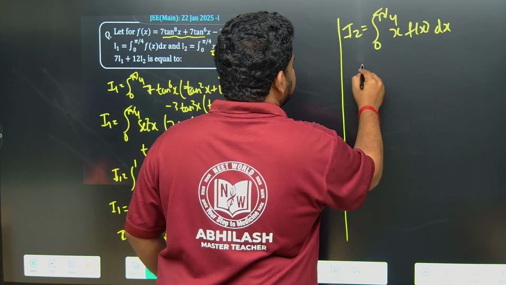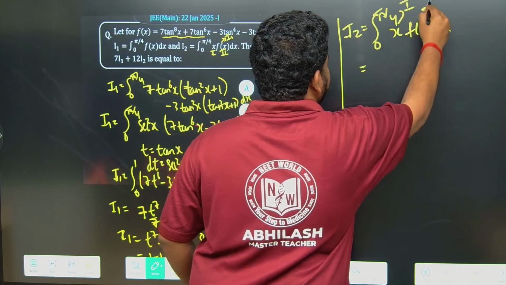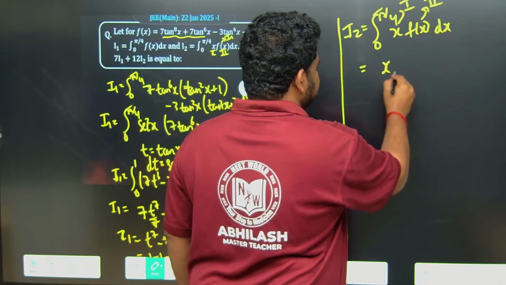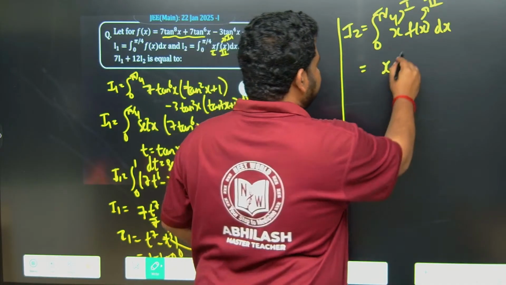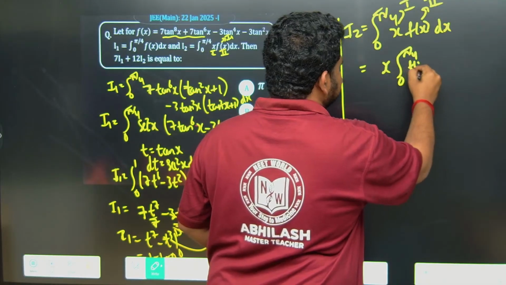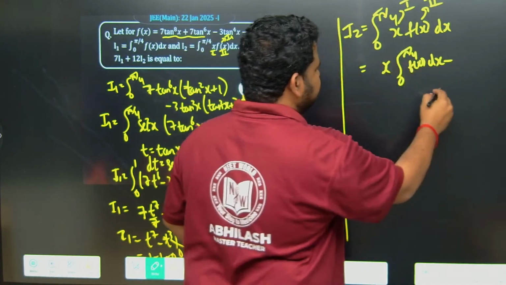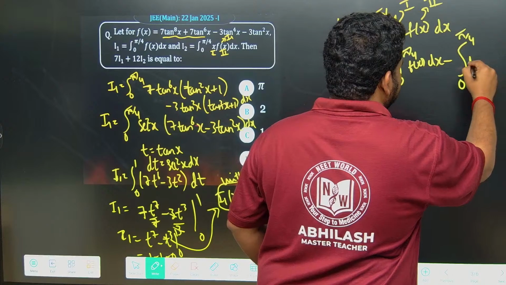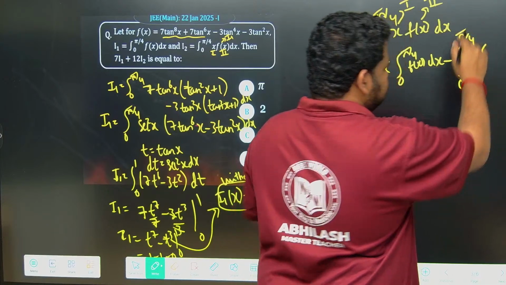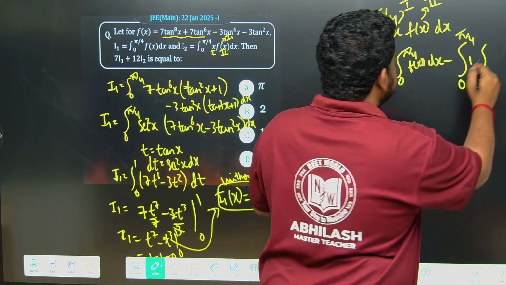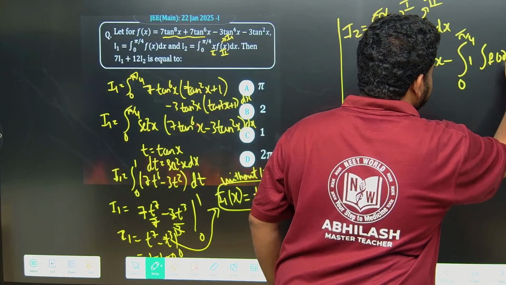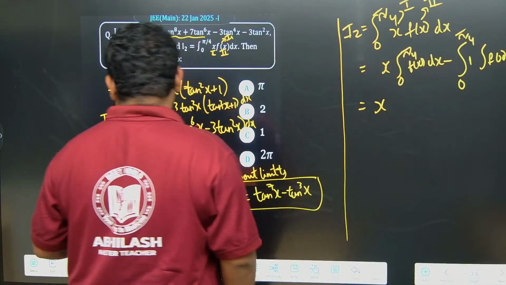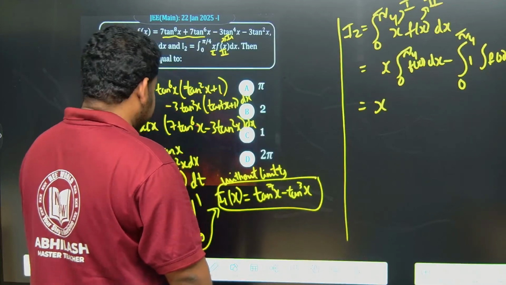Now x is the first function and f of x is the second function. If I integrate by parts, x remains as it is, times the integral of f of x from 0 to pi by 4, minus d by dx of x, which is 1, times the integral of the integral of f of x dx, from 0 to pi by 4. The first term, x times the integral of f of x dx, is nothing but 0.